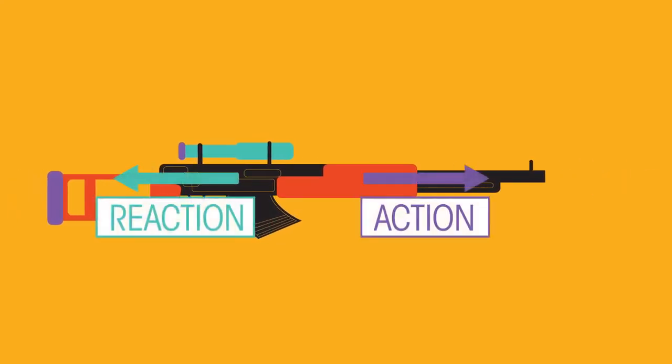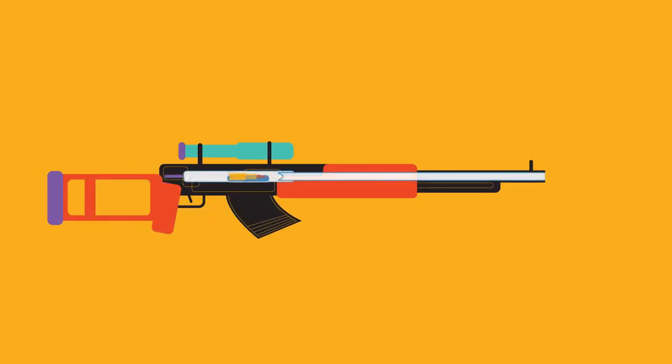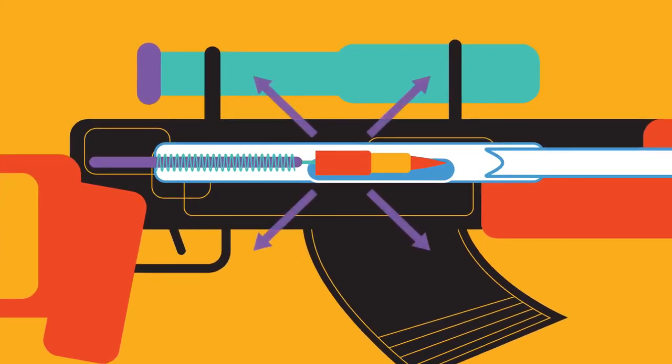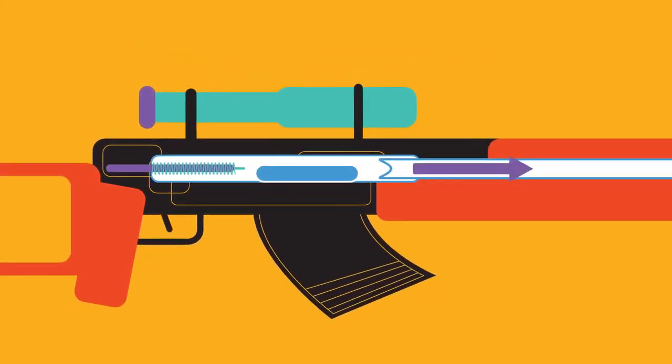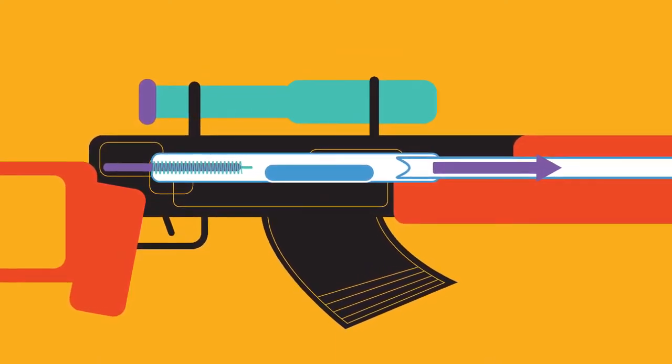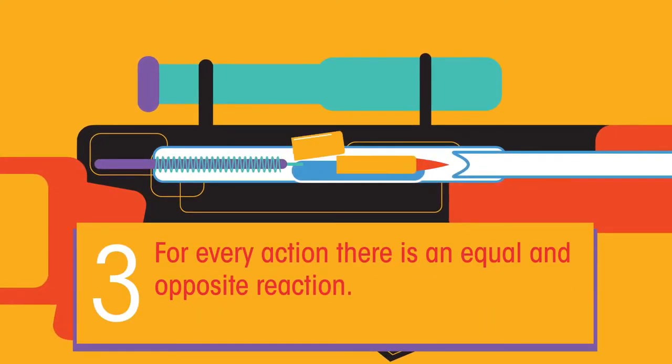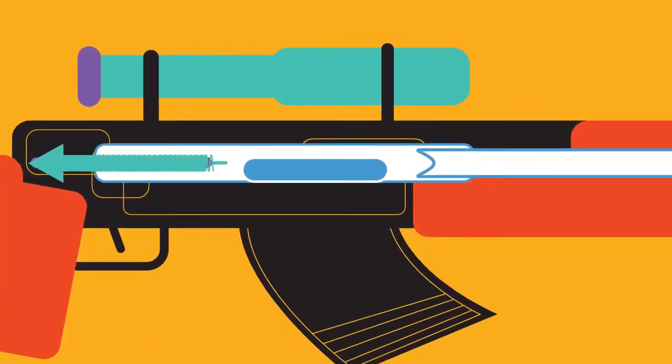Many people are familiar with the fact that a rifle recoils when fired. This recoil is the result of the action-reaction force pairs. A gunpowder explosion creates hot gases that expand outward, allowing the rifle to push forward on the bullet. Consistent with Newton's third law of motion, the bullet pushes backwards upon the rifle.